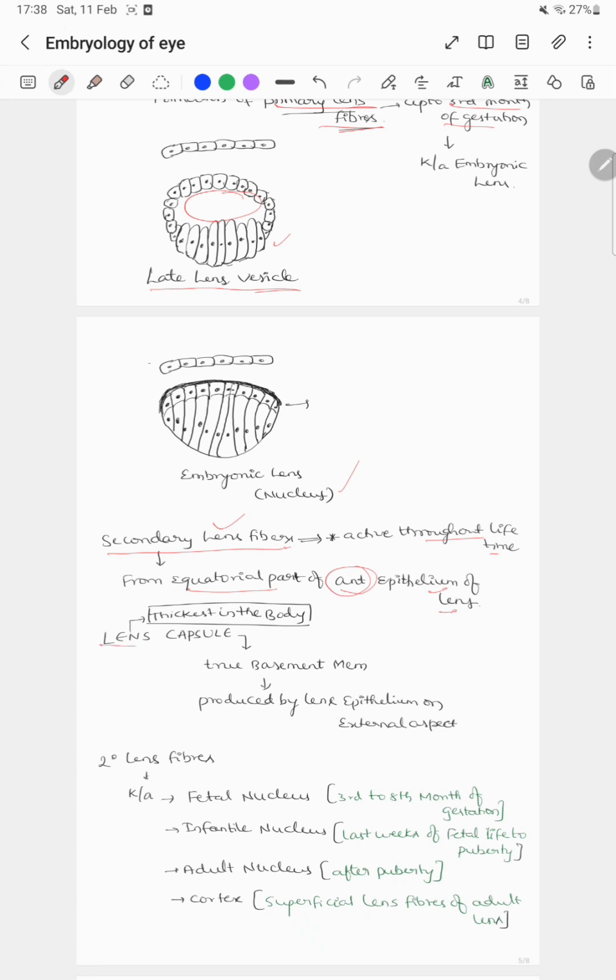And there is a lens capsule that is present on the external aspect of the lens, and this is a true basement membrane produced by the epithelium, and this is the thickest membrane in the body. Secondary lens fibers are called by different names at different developmental stages: they are called the fetal nucleus during the 3rd to 8th month of gestation, the infantile nucleus from the last weeks of fetal life till puberty, the adult nucleus after puberty, and the cortex, that is the superficial lens fibers of the adult lens.